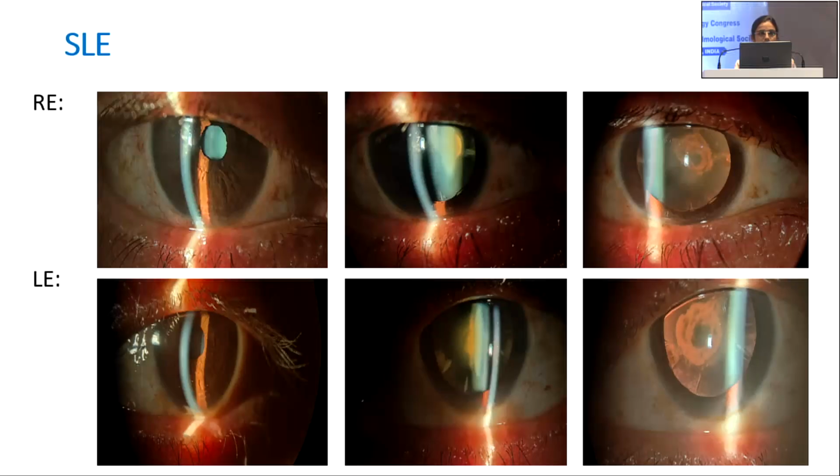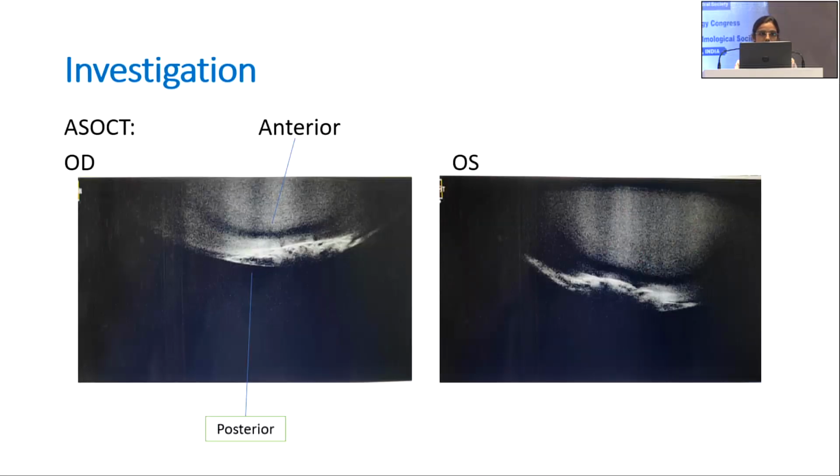On slit lamp examination, the anterior segment is within normal limits, and here we can see nuclear sclerosis grade 2, cortical cataract, and a discoid plaque-like opacity on the posterior part of the lens, which is more in the left eye than the right eye. On investigation, here we can see the opacity, which is densely adhered to the posterior capsule, which is more in the left eye than the right eye.